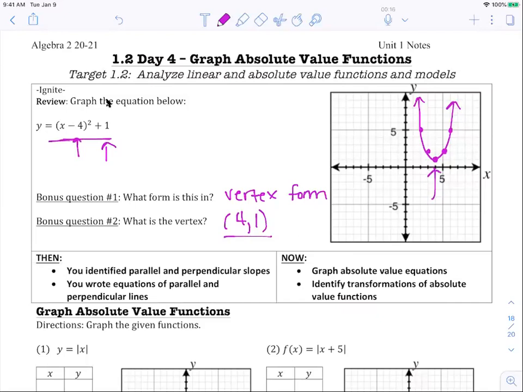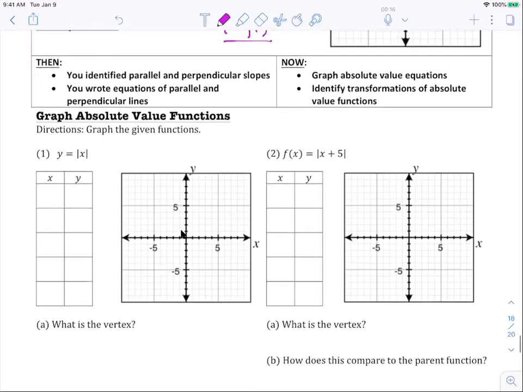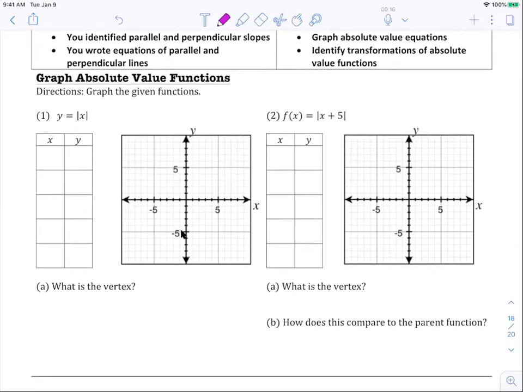The nice thing is that there are a lot of similarities between graphing quadratics and graphing absolute value functions. We're going to look at some of those in just a little bit. But first, we're going to start by graphing the most basic absolute value equation out there, and that is just the absolute value of x. Remember, those absolute value symbols take any number you put inside of them and make it positive.